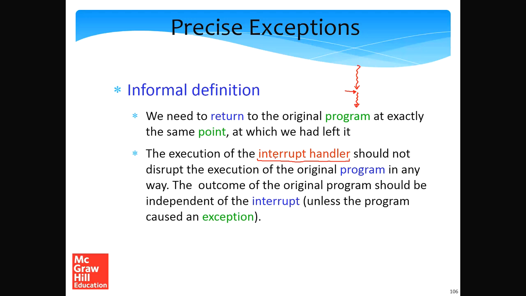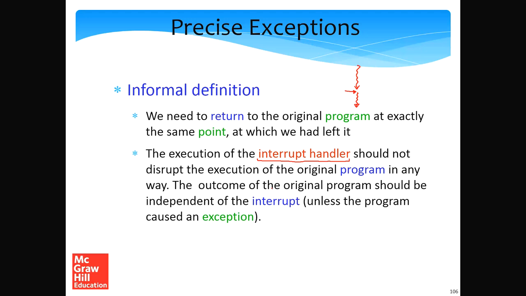What we are saying is that the execution of the interrupt handler should not disrupt the execution of the original program in any way. That means the outcome of the original program should be independent of the fact that there was an interrupt, unless it is dependent on the interrupt. If the interrupt is unrelated to the program, then the final output, or any of the outputs or the behavior of the program, should be absolutely independent of the interrupt, unless, of course, it's dependent on the interrupt.